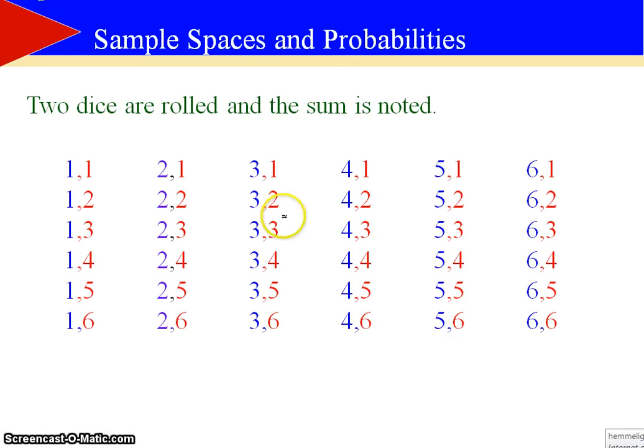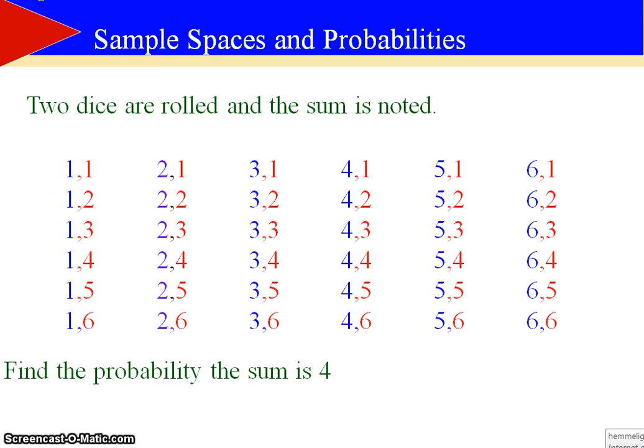Okay, so this is the list of all possible outcomes. That's the sample space. The blue die can be a 1 and the red die can be a 1, or the blue die can be 1 and the red die can be 2, all the way down. That's all the possibilities. That's the sample space. So find the probability that the sum is 4.